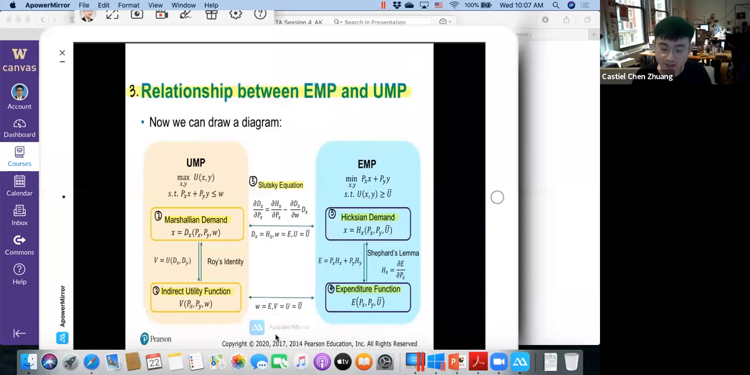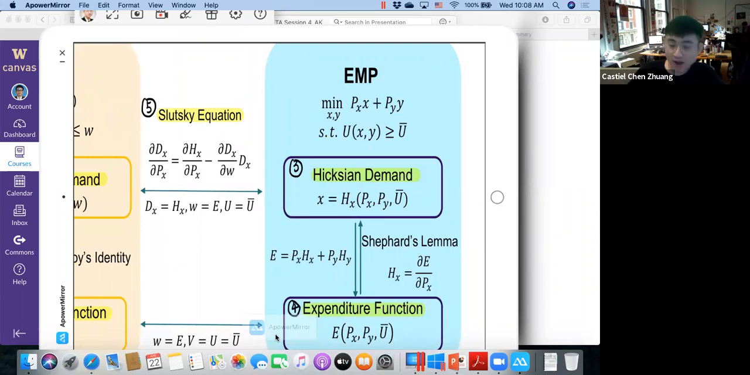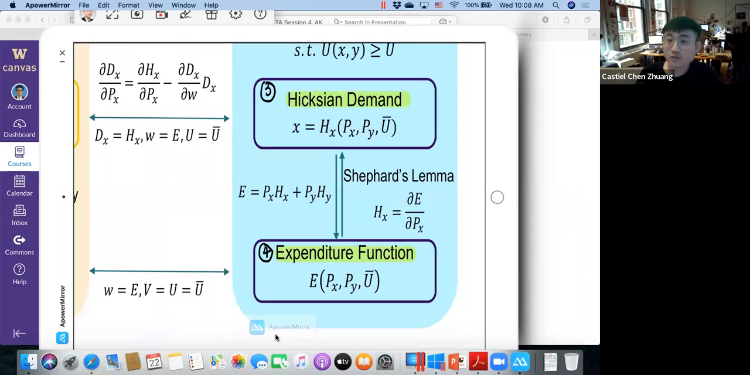And in the expenditure minimization problem, when you solve for this problem, you obtain X and Y double star. We call them Hicksian demand functions. They are functions of the prices still, but also the functions of the utility level that you want to achieve. So it will be the U upper bar. And when you plug these Hicksian demand functions back into the objective function, the Px times X plus Py times Y, you just replace X and Y by the Hicksian demand functions. You will get the expenditure function, all right? And the expenditure function will be a function of the prices and U upper bar.